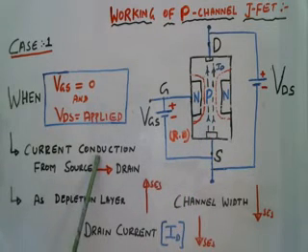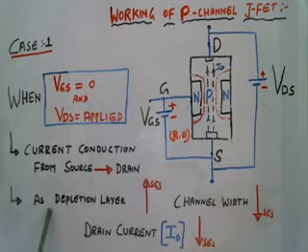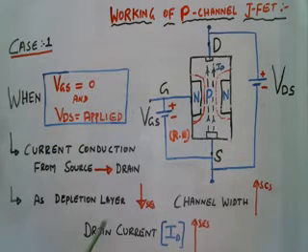In N-channel JFET, current conduction, or flow of current, is due to electrons. In P-channel JFET, current conduction is due to holes. As the depletion layer increases, the channel width decreases. This is the channel width. When channel width decreases, obviously the drain current flowing from source to drain also decreases. And when the depletion layer decreases, channel width increases. When channel width increases, the flow of current from source to drain, that is drain current ID, also increases.